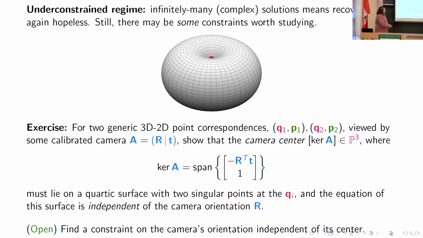So here's a question I don't know the answer to. If you have two generic correspondences like this as before, could you find a constraint on the camera orientation that's independent of the location? The answer is surely yes, but I don't really know how to do it. So maybe this is something we can warm up with on Wednesday.